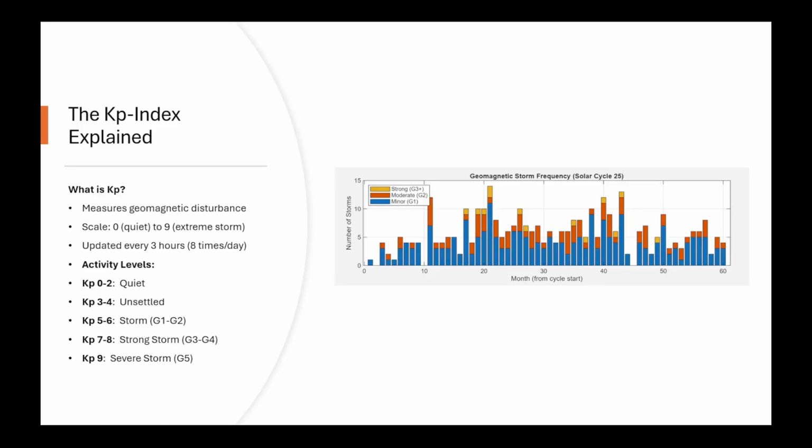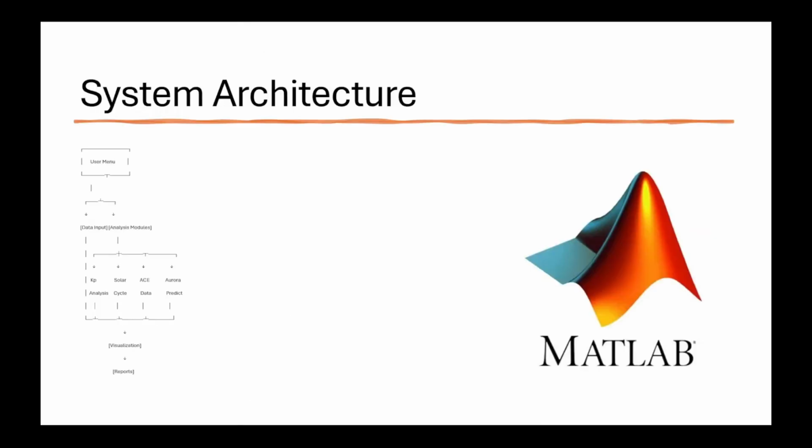If the KP is from 0 to 2, then it is quiet. If it's from 3 to 4, then it's unsettled. From 5 to 6, it's a storm, G1 to G2. If it's 7 to 8, it is a G3 to G4 storm. If it's a KP 9, then it's a severe storm at G5. The KP index updates every 3 hours.